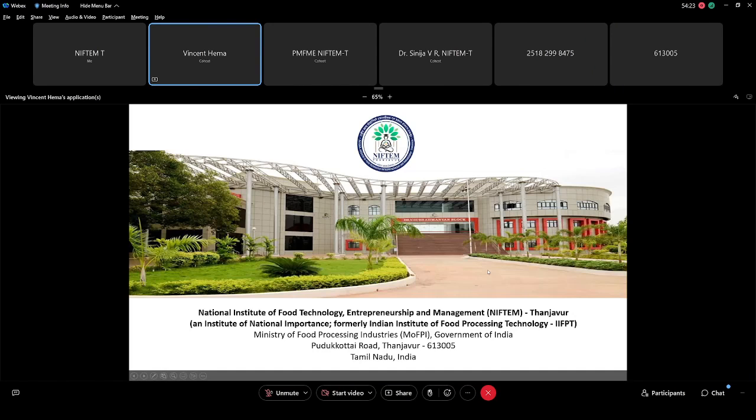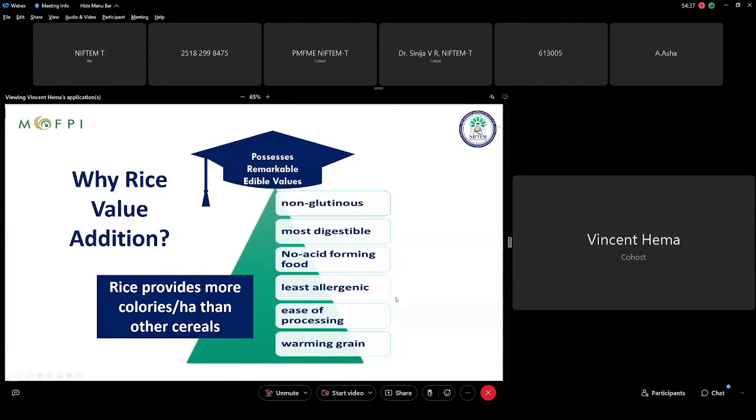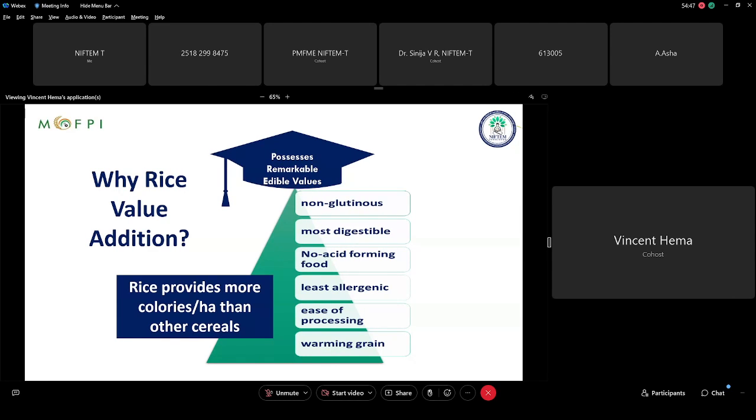In this session, we are going to discuss the value addition of rice. As you well know, we have n number of varieties of rice. So why is value addition of rice important? When we compare it with other cereals, rice plays a major role as a staple grain for consumers, and it provides more calories per hectare than the other cereals. In our food plate, you can see 80% is carbohydrate food. Among these fractions, rice plays a major role as a staple food for the consumer.